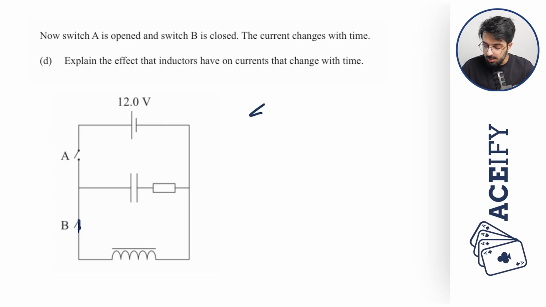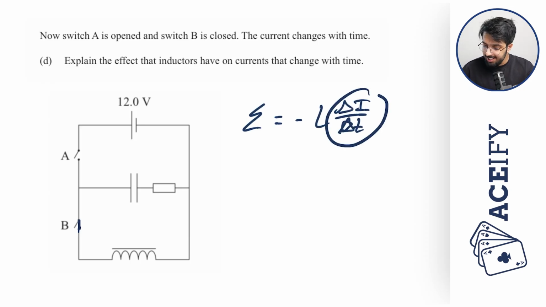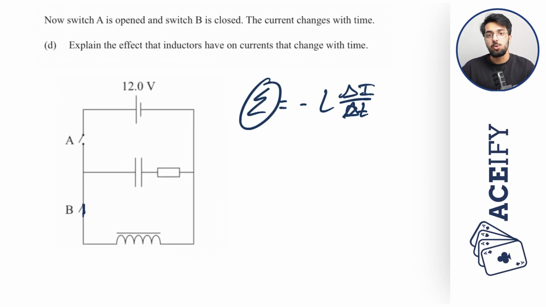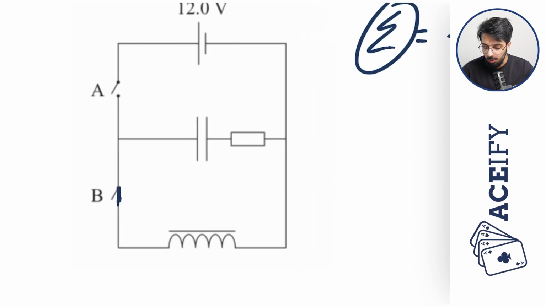and as we know, the EMF induced by the inductor is equal to negative L, change in current, all over change in time. Therefore, as there is a change in current, the inductor is going to induce an EMF. And this induced EMF is going to act in a direction to oppose the change that causes it. As you can see, we have disconnected the power supply from the circuit, and so the only charge that is stored within the circuit now is the charge on the capacitor plates.